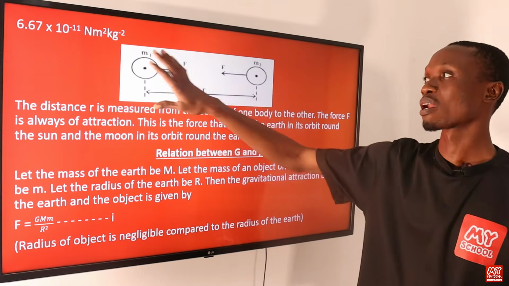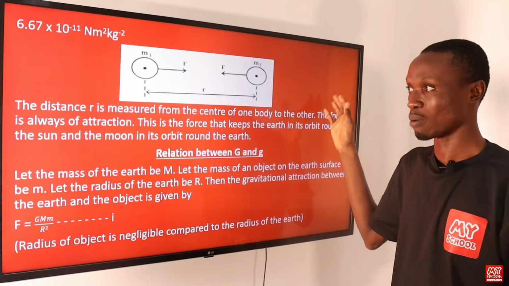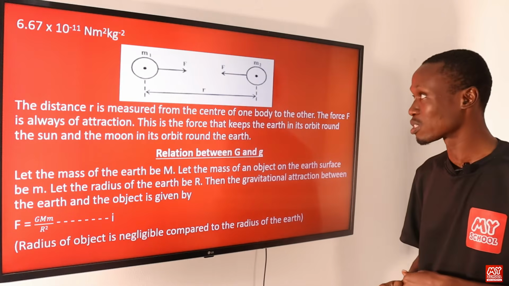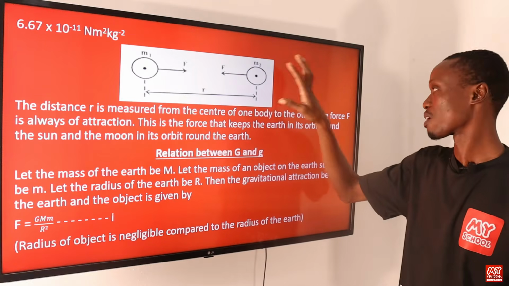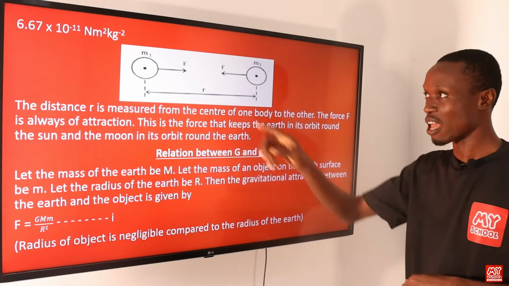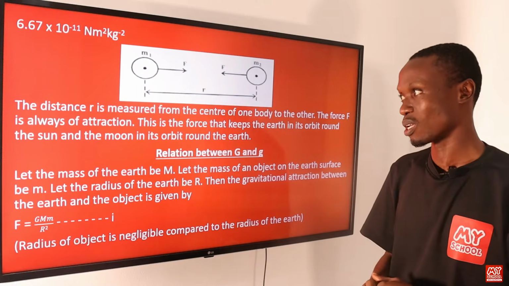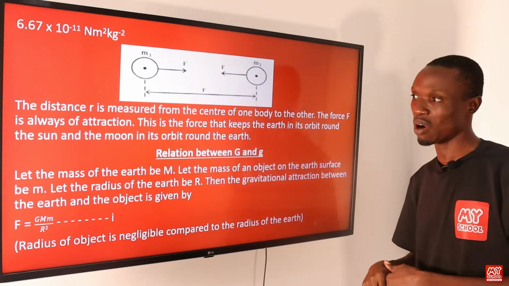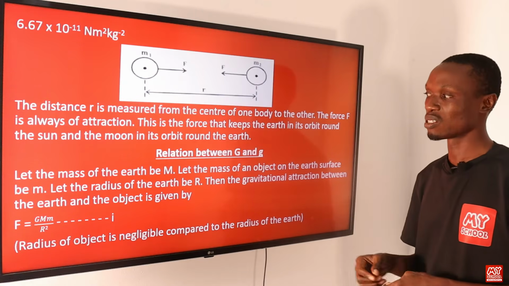So this is just the diagram of the two bodies, and this is the force of attraction between them. The distance R is measured from the center of one body to the other. So this is exactly what you are seeing on the diagram above. The force F is always that of attraction. And this is the force that keeps the Earth in its orbit around the Sun and the Moon in its orbit around the Earth.